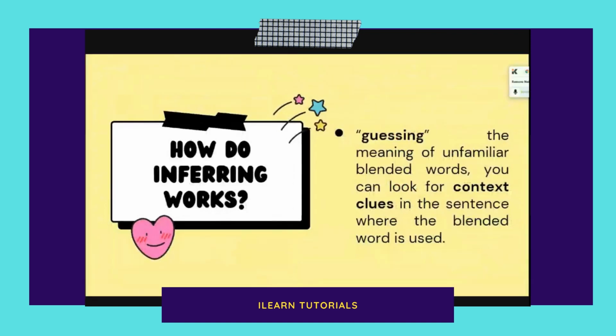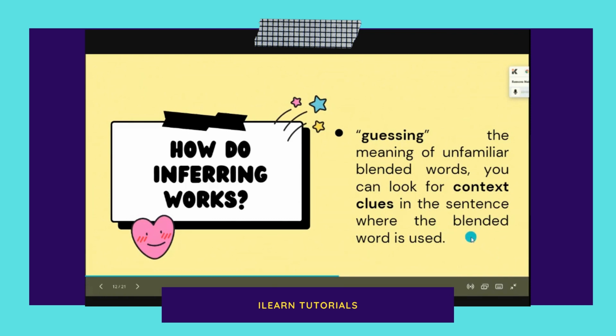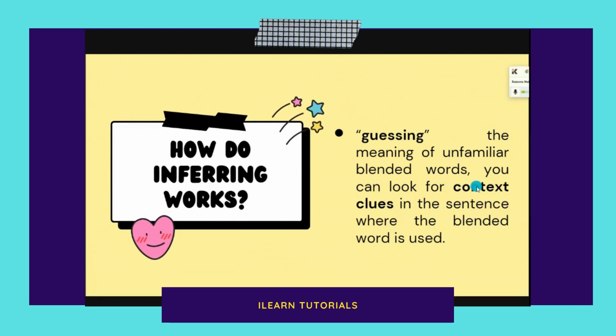So now, how does inferring work? When we say infer, we are understanding a word. So now maybe you are thinking, how can you understand or know the meaning of unfamiliar blended words, right? We can understand an unfamiliar blended word with the help of context clues. By looking for context clues in the sentence where the blended word is used, we can fully understand the blended word even though we read it or encounter it for the very first time.